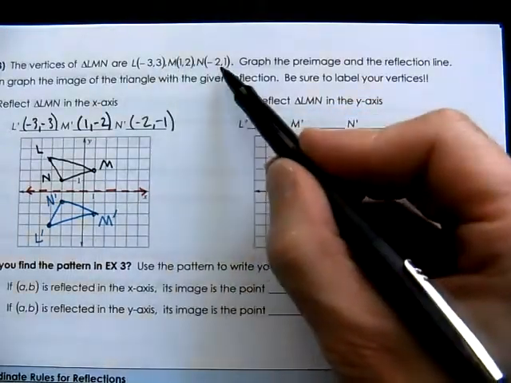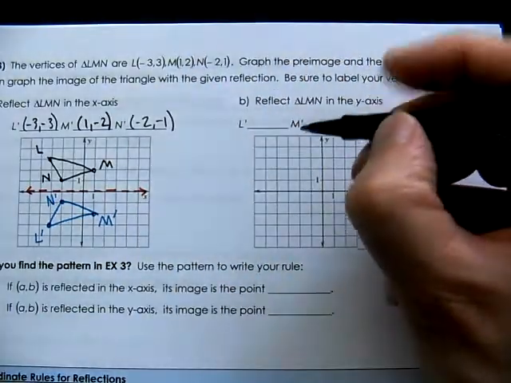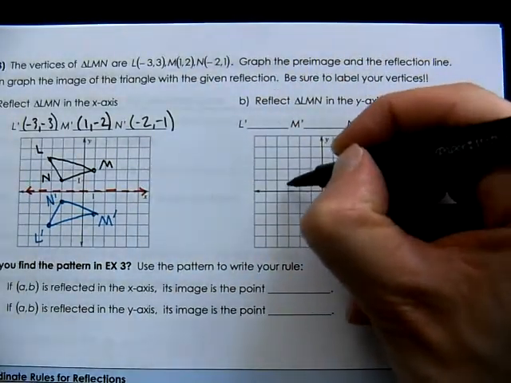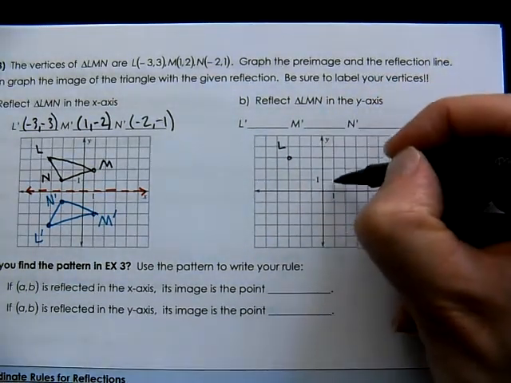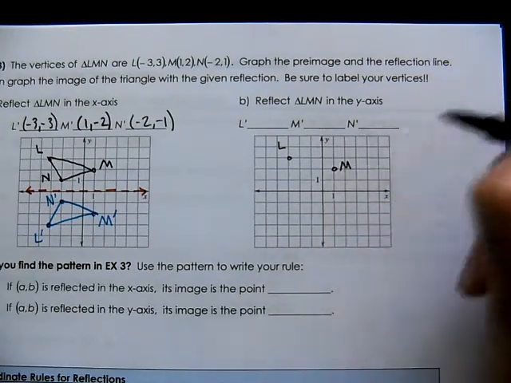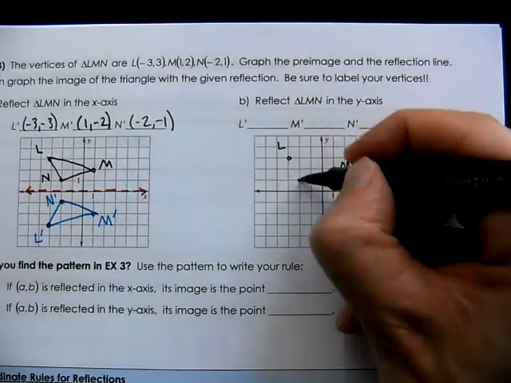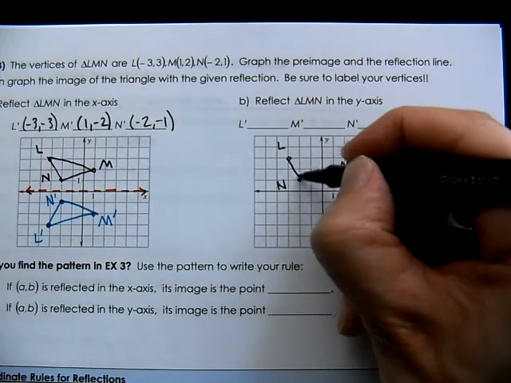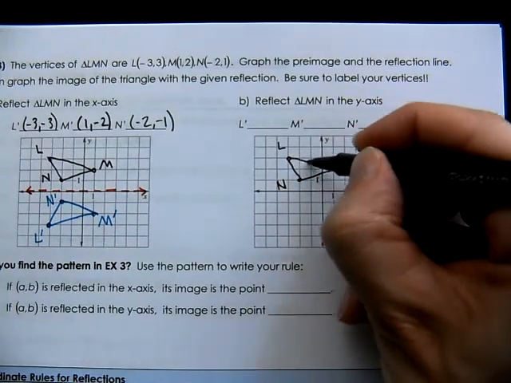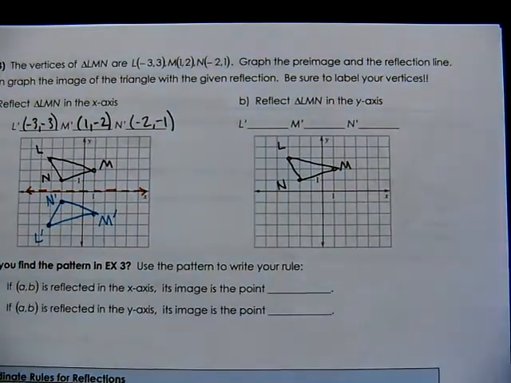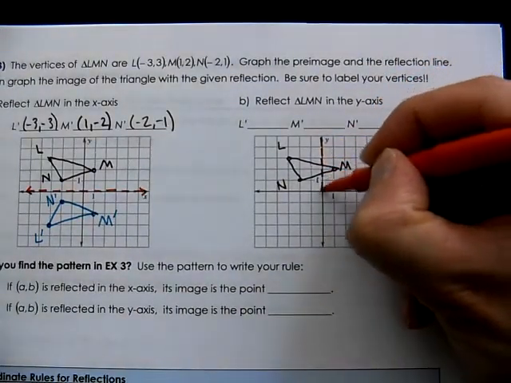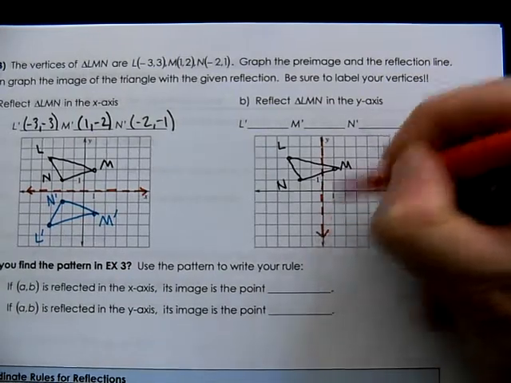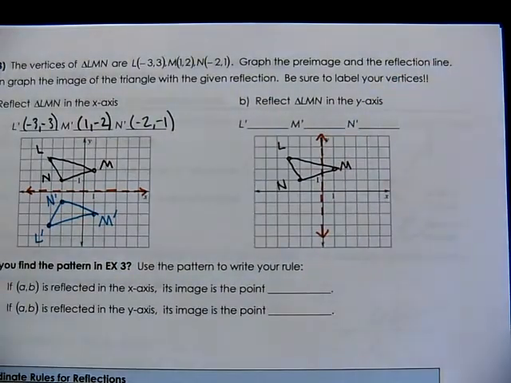So again, plot the original triangle. L, once again, is located at -3, 3. M is at 1, 2, and N is at -2, 1. Our line of reflection is the y-axis. Make sure it's dashed. Make sure we can see it if you're doing that in pencil. And then lastly, let's reflect.